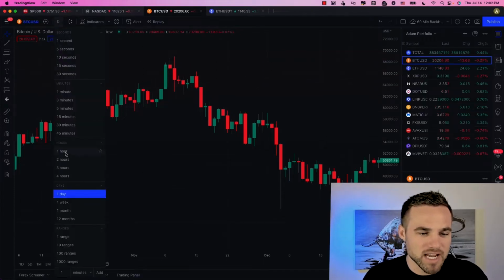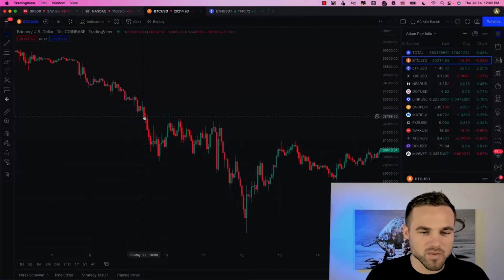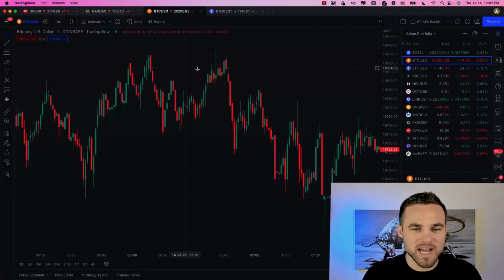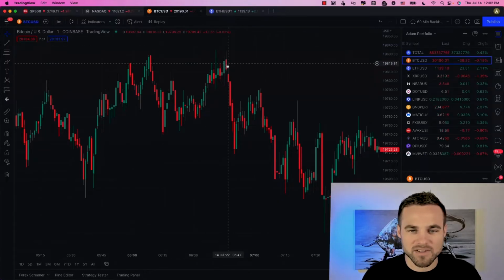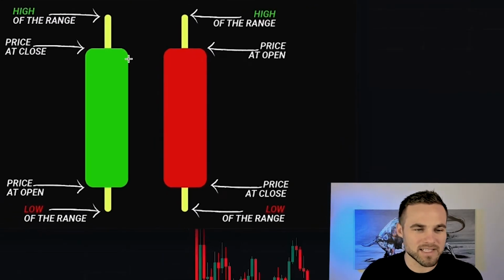If I were to change this down here to the 1 hour time frame, now each one of these candlesticks represents 1 hour. And I can even change this down to the 1 minute time frame, where now each one of these candlesticks represents 1 minute. So to better understand candlesticks, let's actually take a look at this.